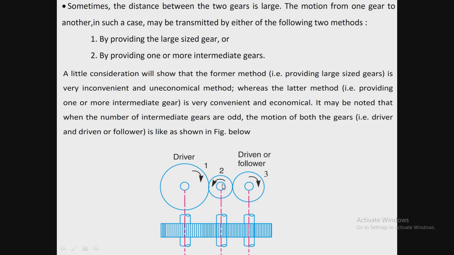As one is an odd number, the direction of the driver as well as the direction of the driven is the same, and if the number of intermediate gears is even, then the direction of rotation of driver and driven is in the opposite direction. It means that when we use an odd number of intermediate gears, the direction of driver as well as driven is the same, and if we use an even number of intermediate gears, the direction of driver and driven is opposite.